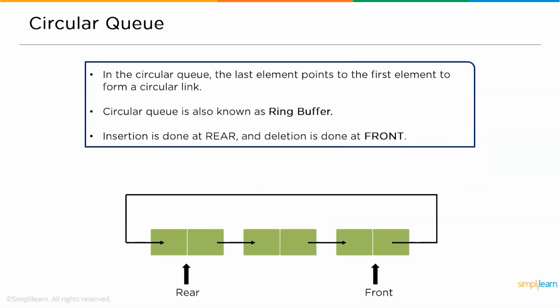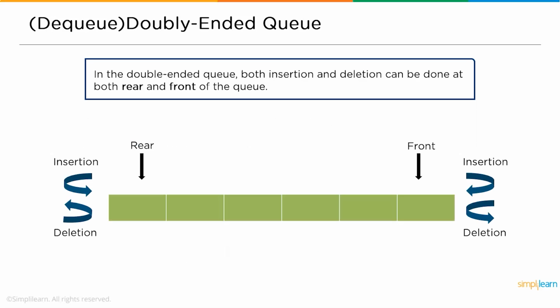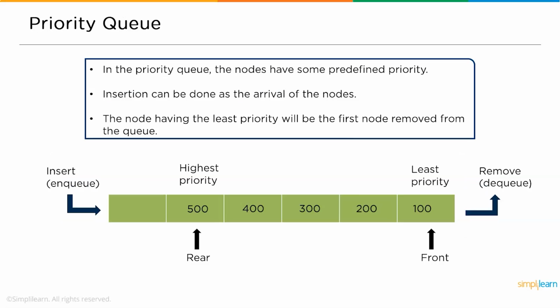Now let us understand the circular queue. In a circular queue, the last element points to the first element to form a circular link. Circular queue is also known as ring buffer. Insertion is done at the rear and deletion is done at the front, as discussed before. Now we will go through the doubly ended queue. In doubly ended queue, both insertion and deletion can be done at both rear and front of the queue.